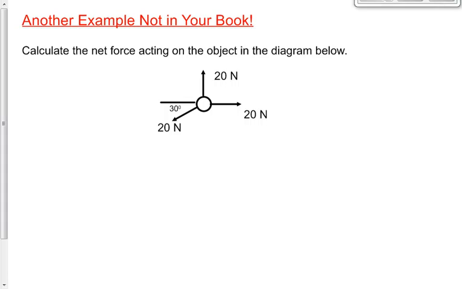Before I do this example, I'm going to have you work on a couple of questions on that worksheet that I gave you last week. Let's do the last two questions, please. Friction worksheet, question number 16 and 17, please.